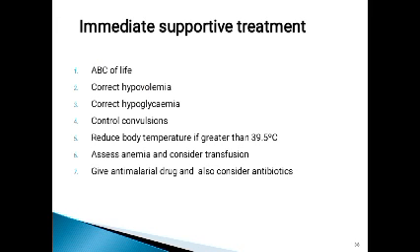Immediate supportive treatment: ABC of life, correct hypovolemia, correct hypoglycemia, control convulsions, reduce body temperature if greater than 39.5 degrees centigrade, assess anemia and consider transfusion, give antimalarial drug and also consider antibiotics.